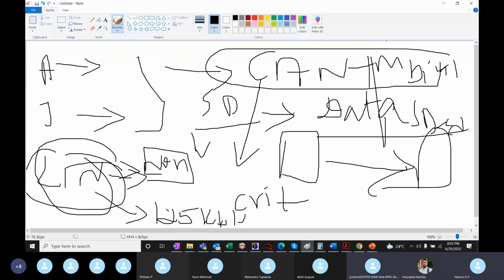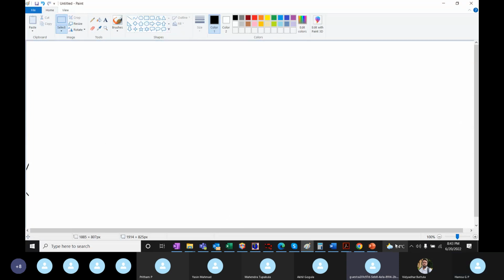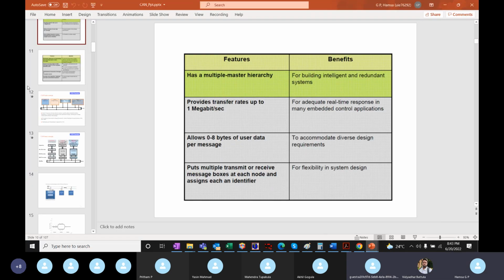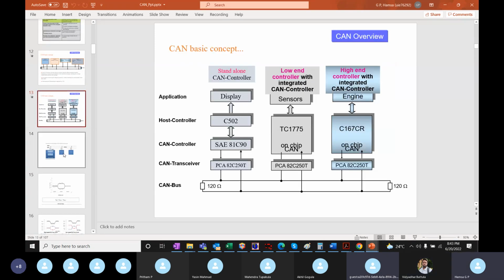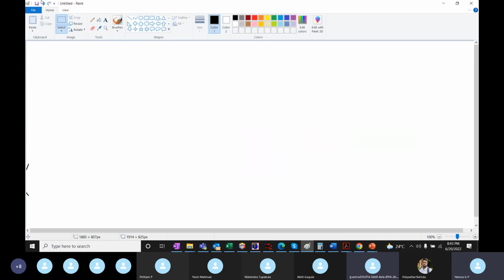I'm considering that as no. So moving on. We'll come to this. Let's start the architecture. We know that there is a bus. What is a bus? What is it?